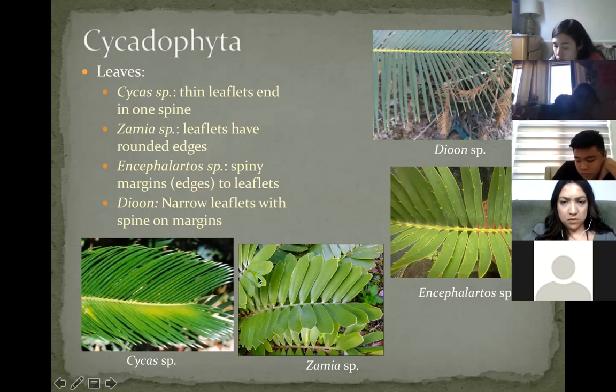And then we have Zamia over here to the right of that. Now, Zamia is the one that has the rounded edges, so really smooth leaf edges. The leaflets are typically going to be a lot wider as well.